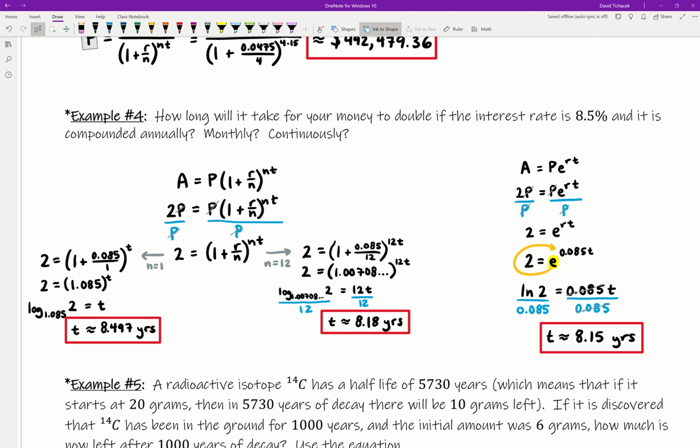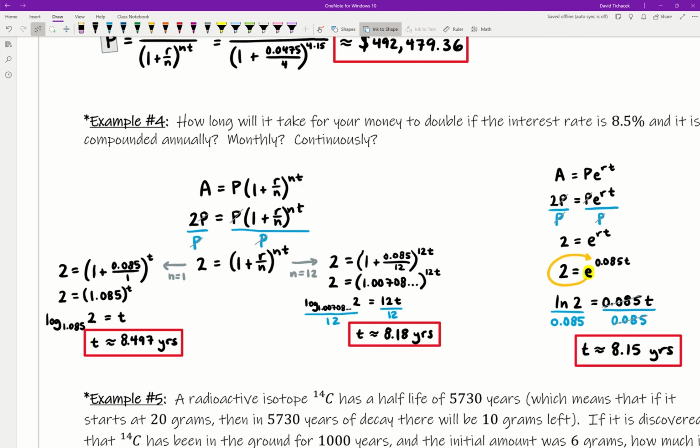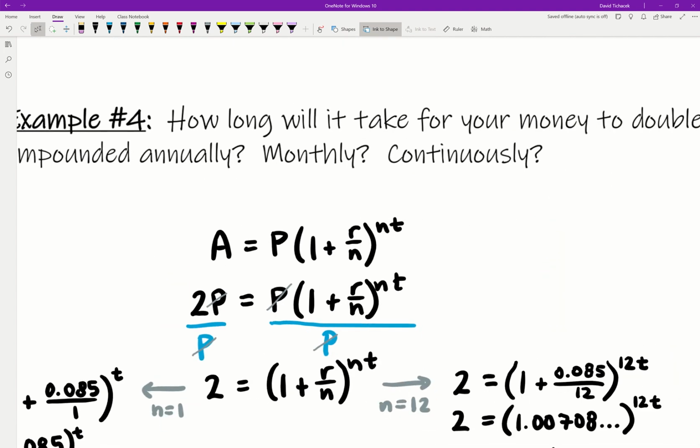In example 4, if you read through the problem here, I basically just want to do the exact same thing and translate everything in terms of the formula that we want to use. So in example 4, they're going to ask you, how long will it take? And so they're asking you for time there.